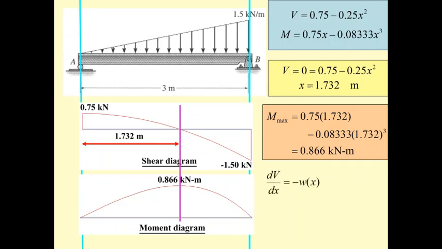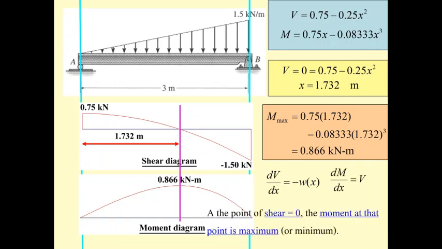And then we have, as mentioned before, dv by dx equal to minus the uniformly distributed load. If you differentiate this, it is 0, and this is going to be 2 times 0.25, which is 0.5, and x. 0.5x is w, and this is negative. And if you differentiate m, the first term is going to be 0.75. The second term is going to be 0.0833 times 3, and then x power 2. And then you're going to get this. So dm by dx equal to v. And the most important, at the point of zero shear force, the moment at that point is maximum or minimum.